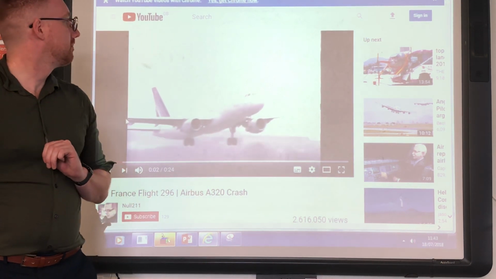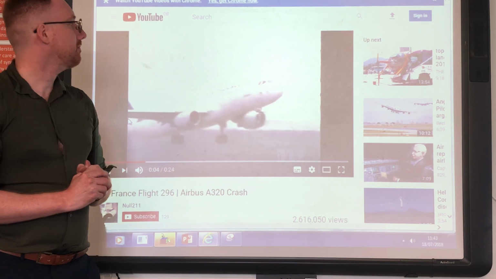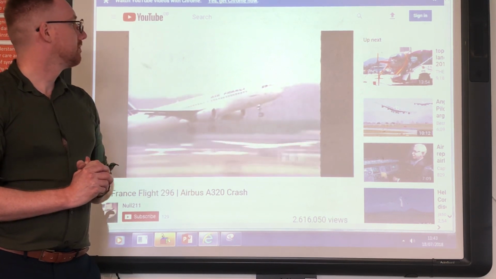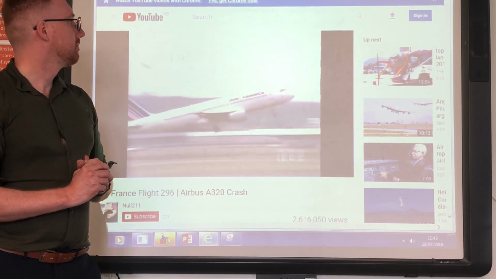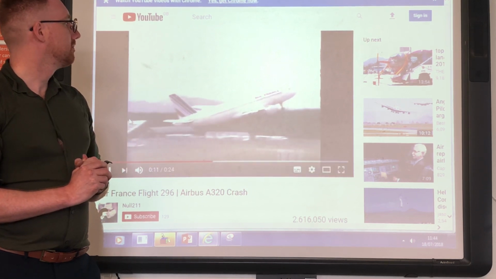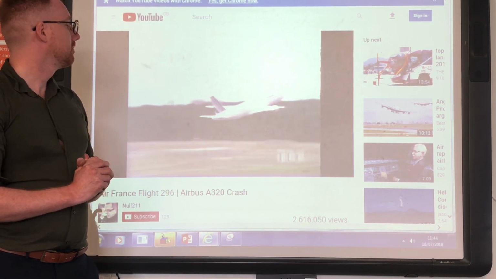Aircraft manufacturers have tried to fix that problem by designing the pilot out of the cockpit. This is the first fully automated plane flown by a computer.